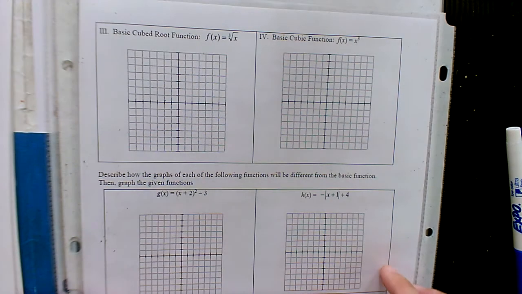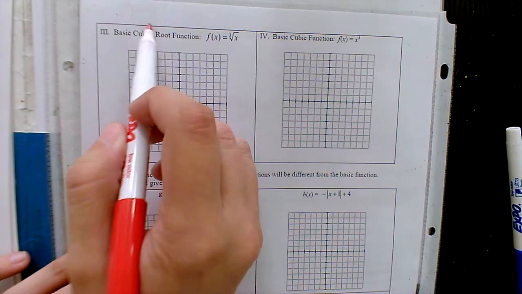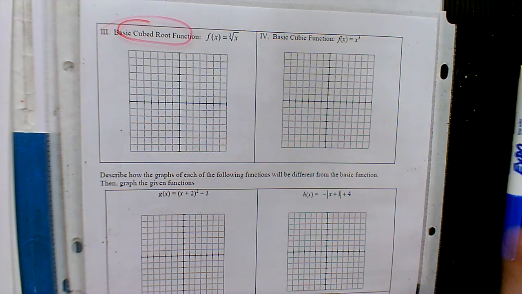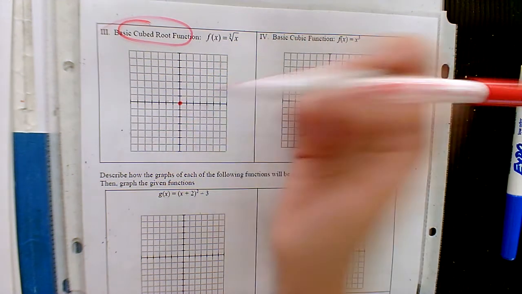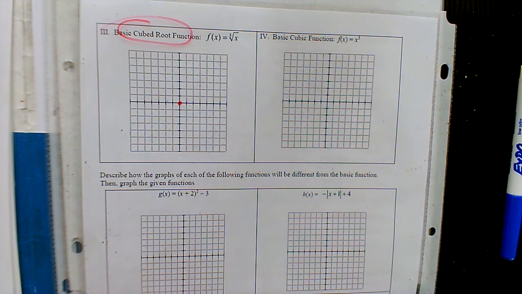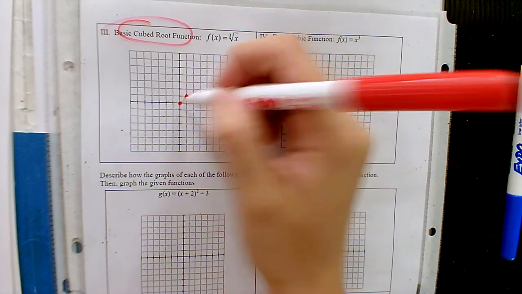These next two we may or may not be familiar with. On the back we got 2 more. We're going to talk about a cube root. Let's plug in some points and see what happens. What's the cube root of 0? 0. Cube root of 1? 1. Because 1 times 1 times 1 is 1.